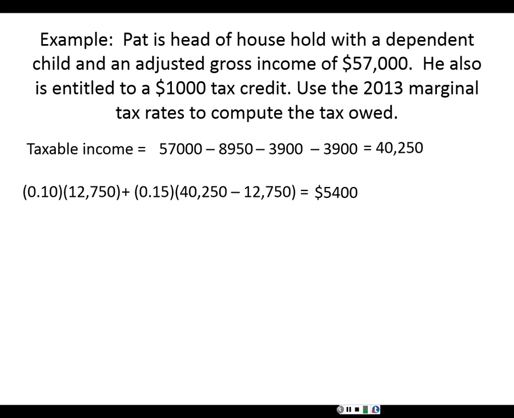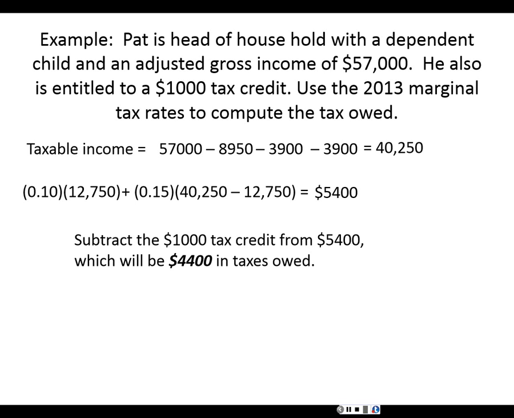Tax credits come straight off your tax bill. Tax credits don't come off your income. They come off a tax bill. So if he has a $1,000 tax credit, you take $1,000 from that $5,400 he owes, and he only owes $4,400 in taxes.